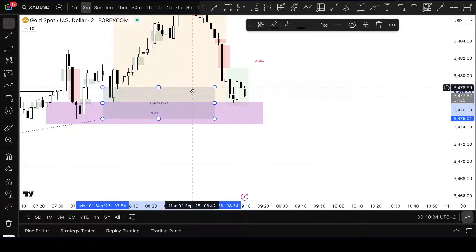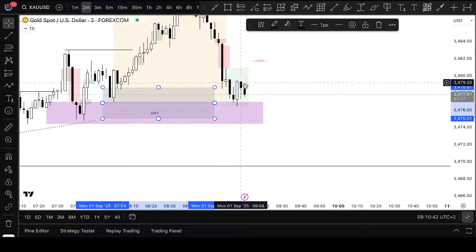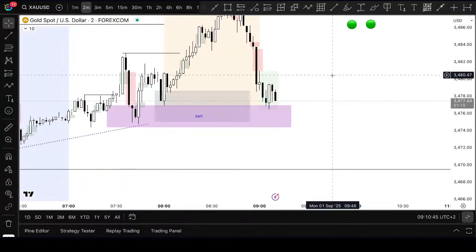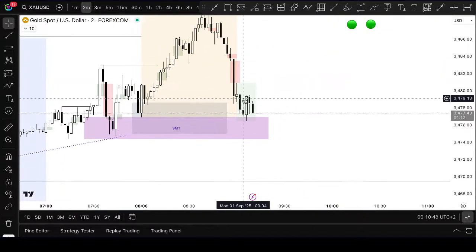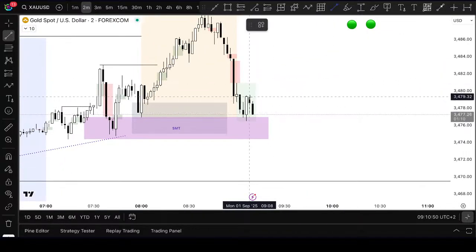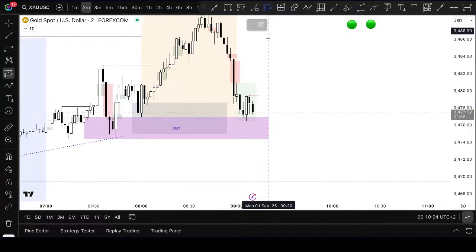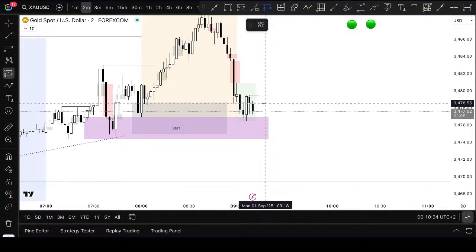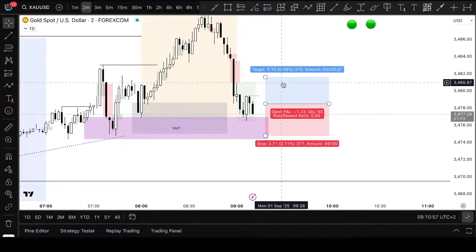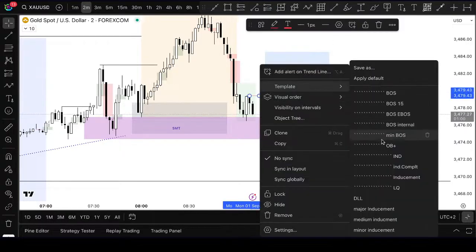I'm choosing the M2 rather than M1, because I can see that in gold it's very much respecting M2 rather than M1. We don't have a buy bias yet. If we have a buy bias, we need this high to be taken. Then we can go for long here, stop loss here. That's it. 1:2 after this entry break of structure.